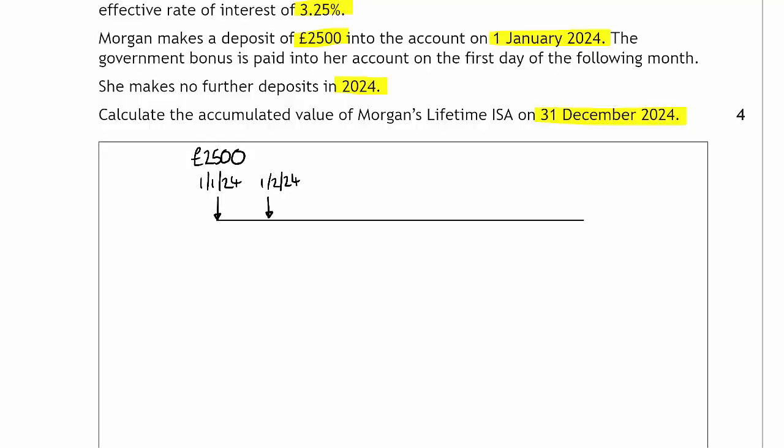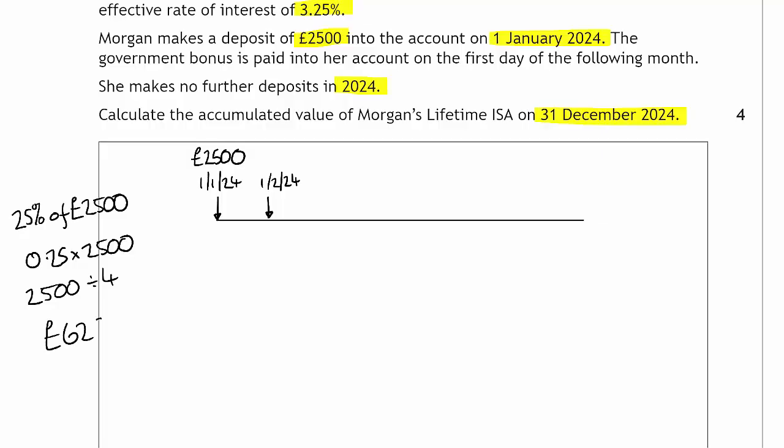25%, okay, so you're going to have 25% of that. So we're going to take, we can just do it here, okay, we're going to go 25% of 2,500. So we could go 0.25 times 2,500. Or you could just take a quarter of it, okay? 25% is the same as a quarter, okay? So you could do 2,500 divide by 4, okay? Whatever way you do it, you're going to find that that is £625, okay? So we've then got £625.